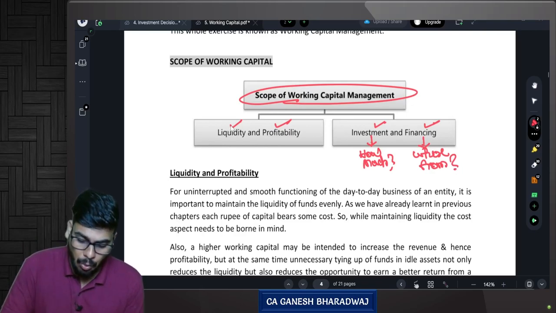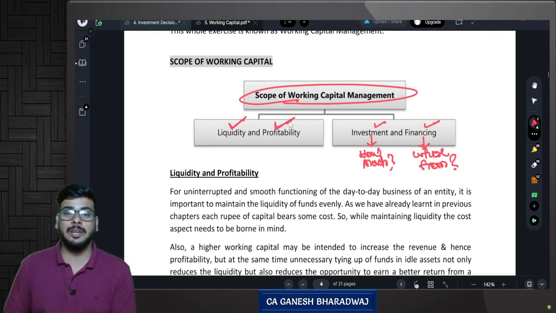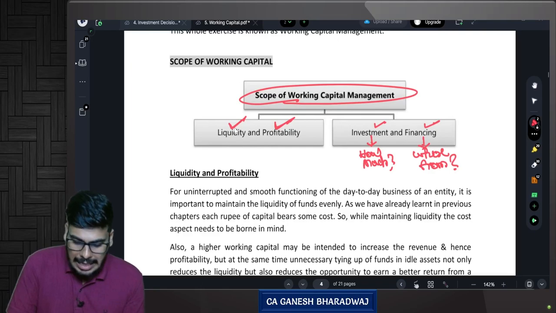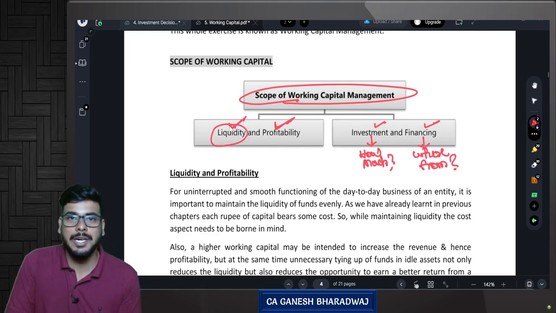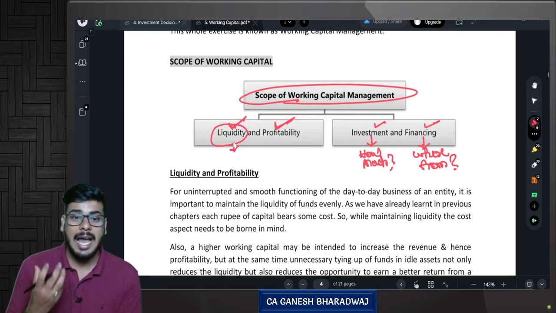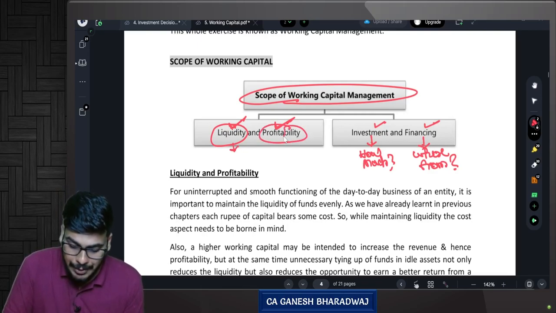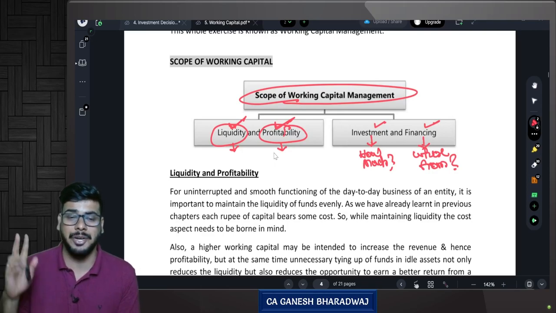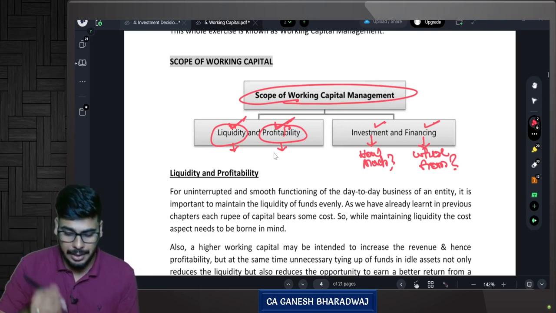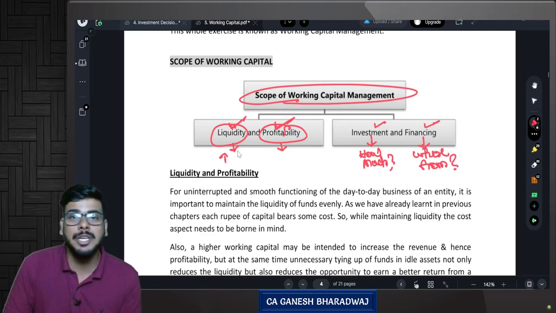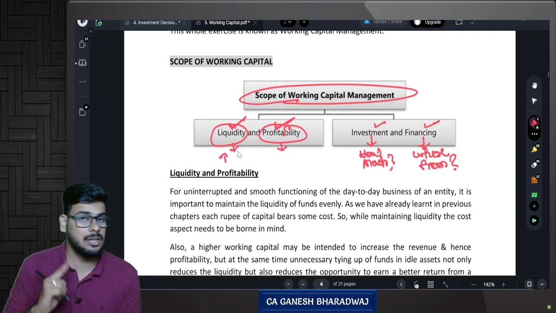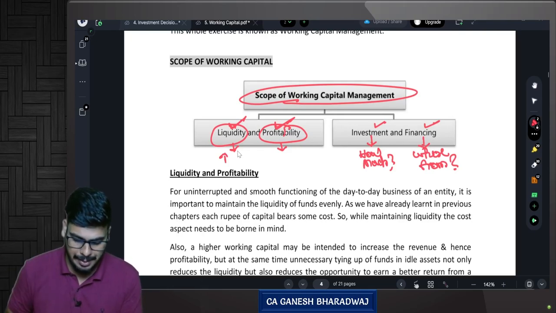Clear? Now, what is the issue relating to liquidity and profitability? Liquidity means what? Liquidity means having more cash. Having more cash is called liquidity. Profitability means what? Having more profit. Remember, these two are different things. More cash does not mean more profit, and more profit does not mean more cash. What it is, we will see.